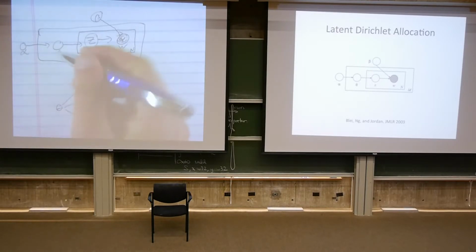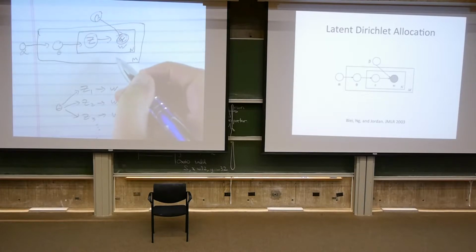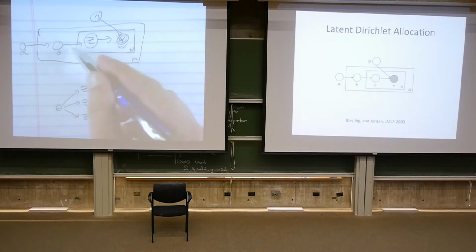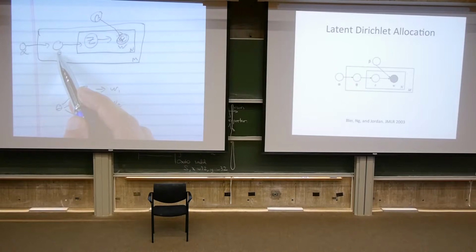in this model, the way the model works is you have a bunch of words in the article. Each word comes from a particular topic. So this Z is a variable that assigns a word to a given topic. The theta is the distribution of topics for that particular document. And then this alpha is a prior over topic distributions.